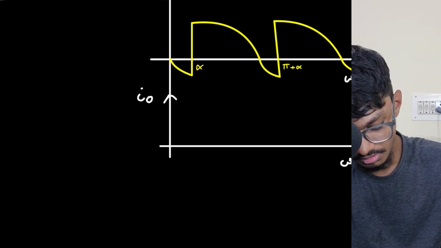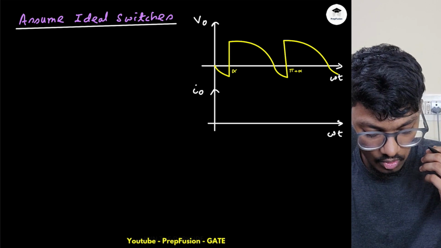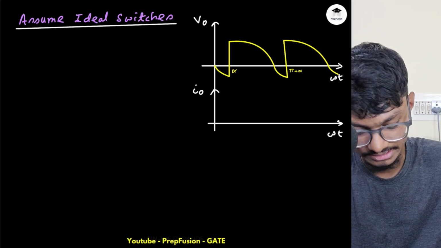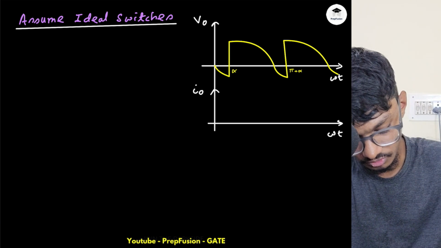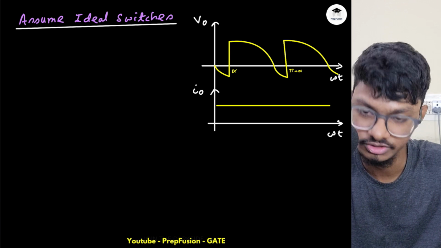Okay, so this is pi plus alpha, right? This is pi plus alpha. So now what I can say, my IO current is constant. My IO current is constant only. It will be some constant value because it has to always conduct. They have told me to assume constant current.